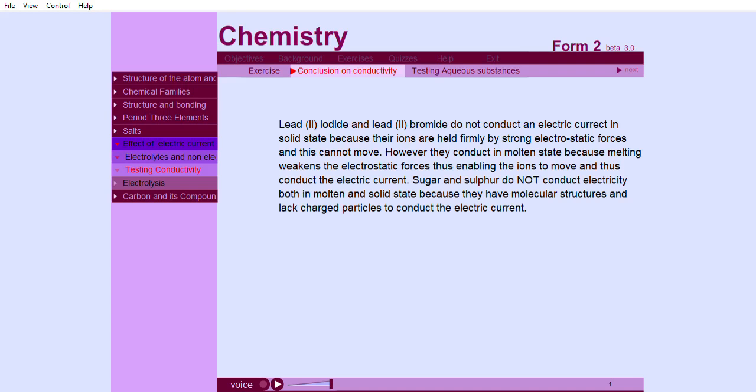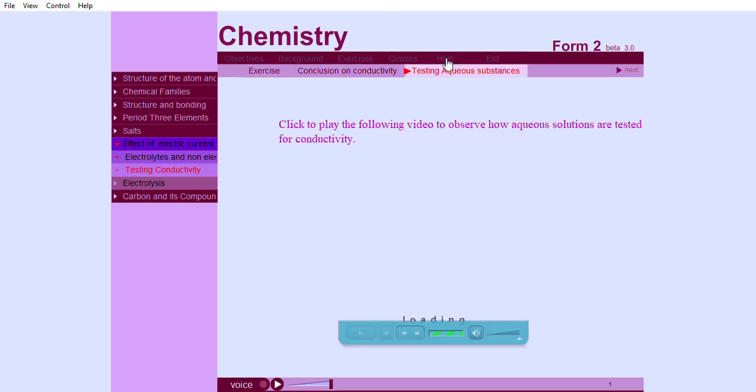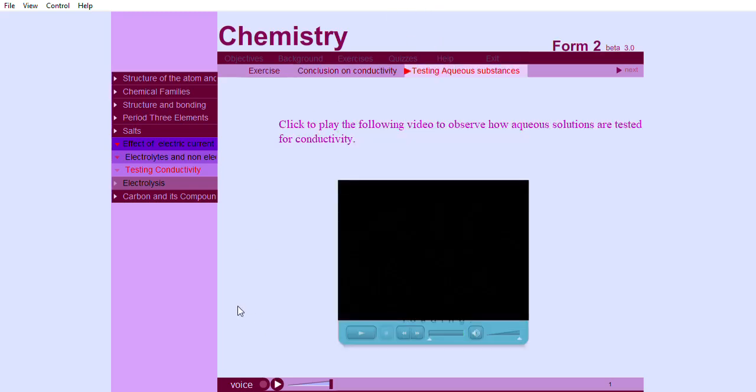conduct the electric current. Sugar and sulfur do not conduct electricity both in molten and solid state because they have molecular structures and lack charged particles to conduct the electric current. The setup below can be used to test for substances that conduct electricity in aqueous state.